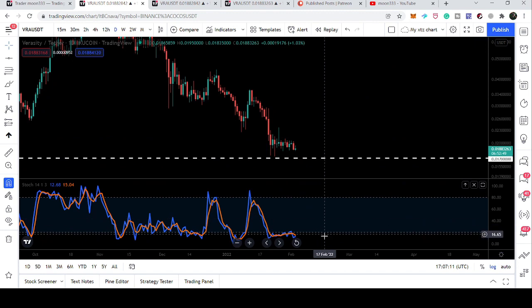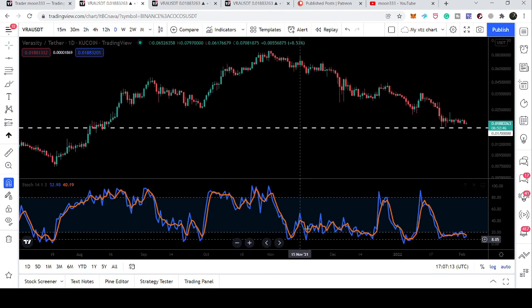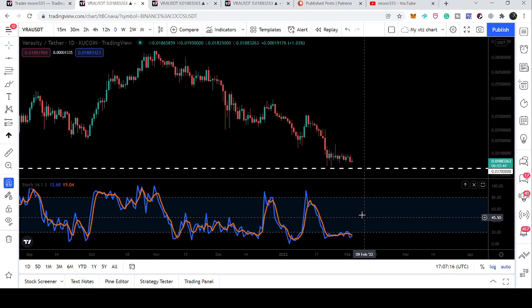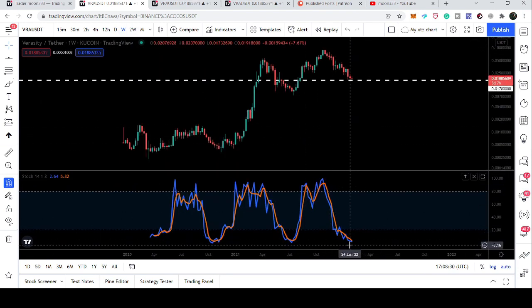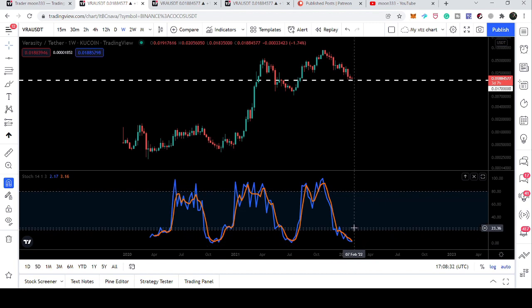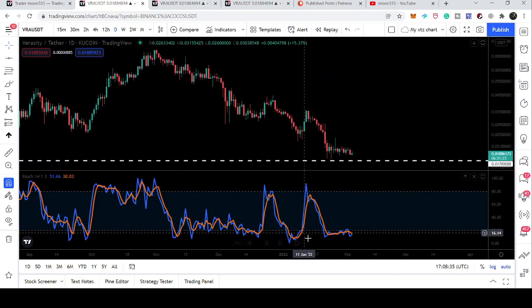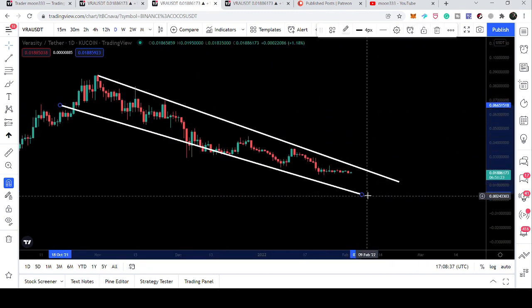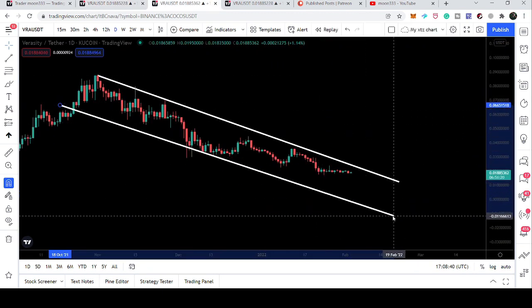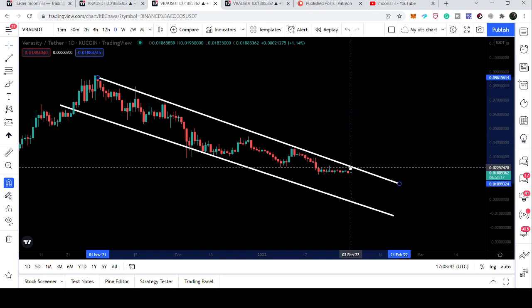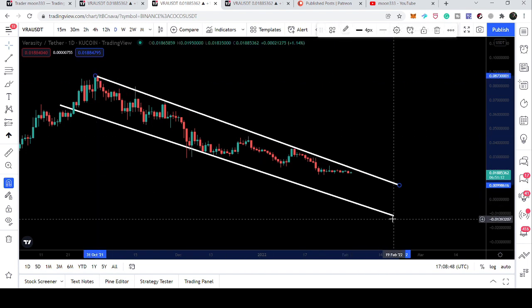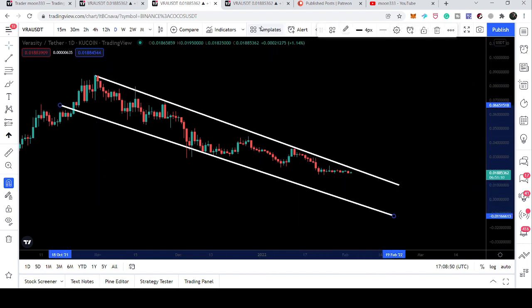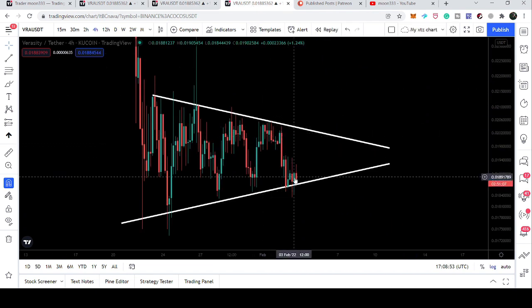And at the same time, you can see that the stochastic on this weekly time frame has entered the oversold zone. By the way, this is the daily time frame. This is the weekly time frame, and here we can see that the stochastic is extremely oversold, and we have already seen that it is oversold on the daily time frame chart as well. Now, if we watch on this daily time frame, Verasity is still moving in this down channel and has reached very close to the resistance of the down channel. And at the same time, on the 4-hourly time frame, it has reached the support of this symmetrical triangle.